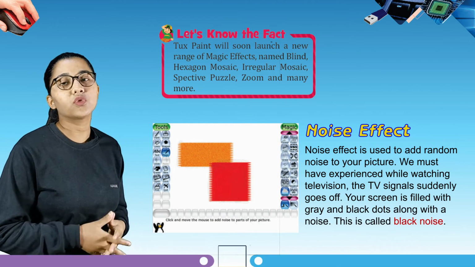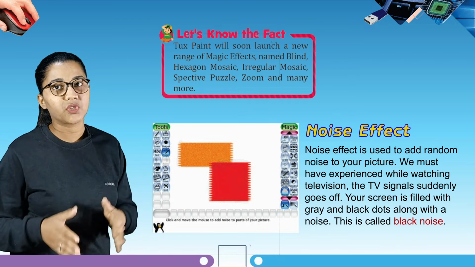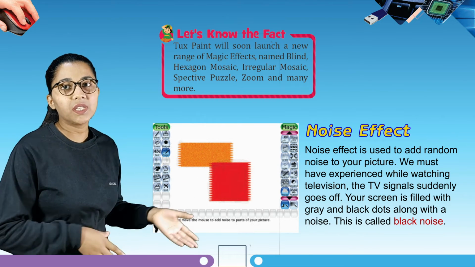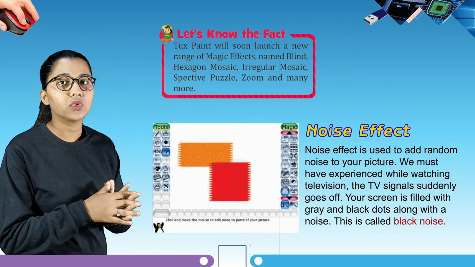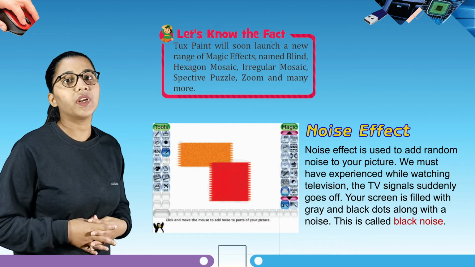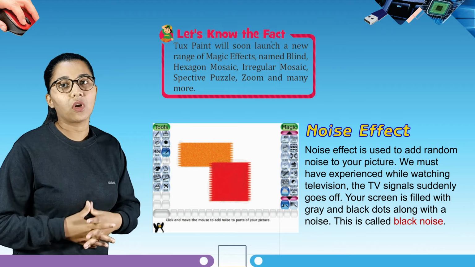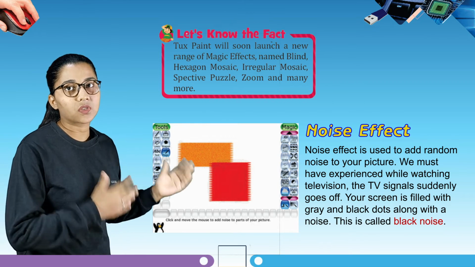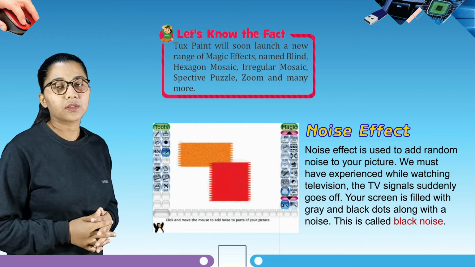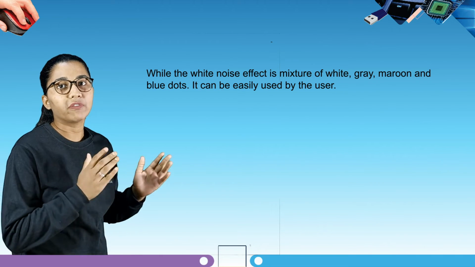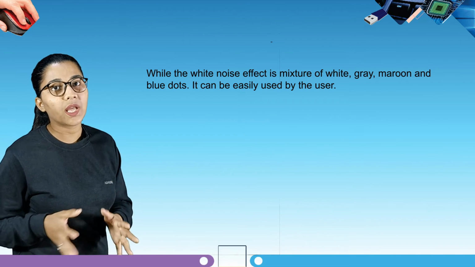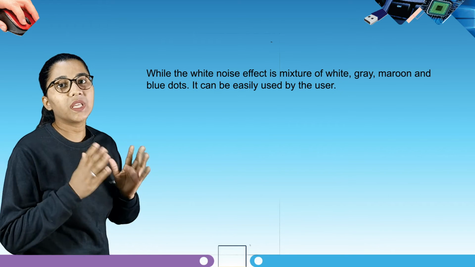Noise effect is used to add random noise to your picture. We must have experienced while watching television that the TV signal suddenly goes off. Your screen is filled with grey and black dots along with the noise. This is called black noise. While the white noise effect is a mixture of white, grey, maroon and blue dots, it can be easily used by the user.